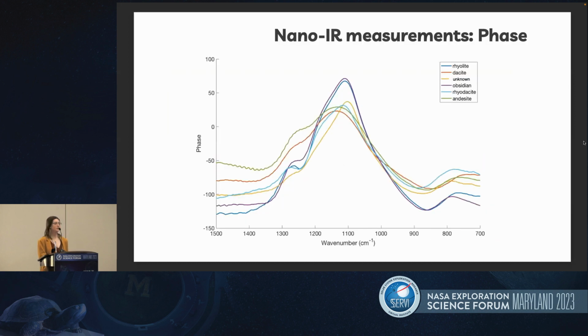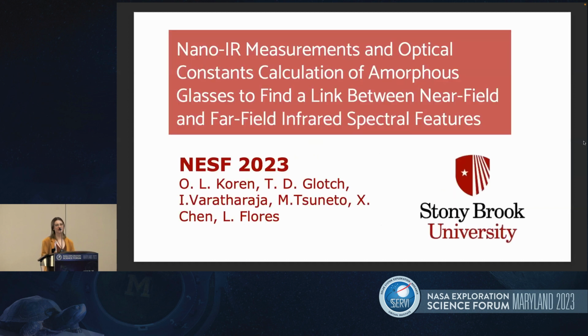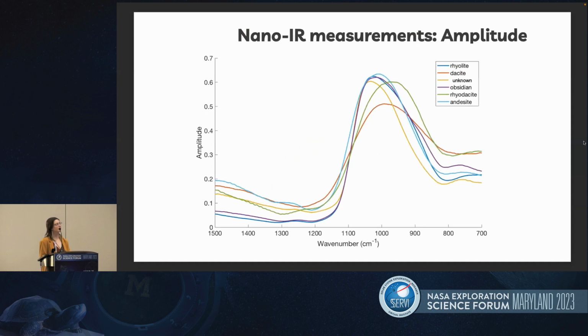So getting into the results, this is a plot of the phase, which is comparative to transmission data of our near field analyses of our glasses here. As you can see, all of the glasses are in agreement. You can see a peak right in the middle there at around a wave number of 1100. And we have our amplitude data here, which can be compared to reflectance data. And again, all the glasses show a decent agreement with a notable peak at a wave number of 1000.